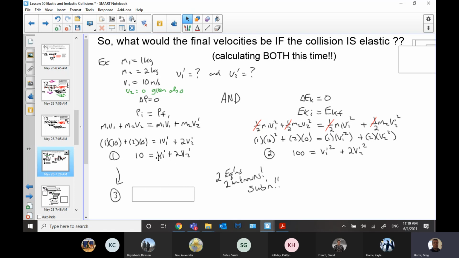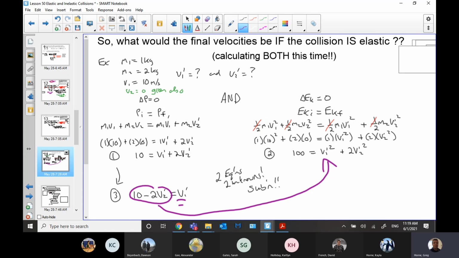So I'm going to solve for V1 prime from this one, obviously, because it's a little easier, instead of solving for V2. Just subtract 2 V2 prime from both sides. I'm solving for V1 prime, the final velocity of mass 1. So now that I have what V1 prime is, I can put that into here. That's my substitution happening.